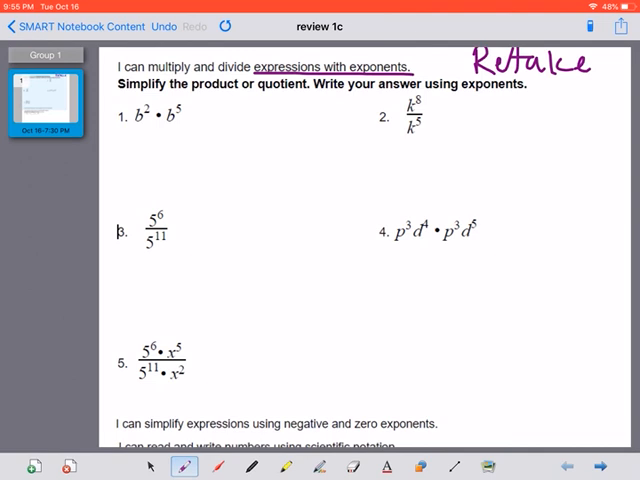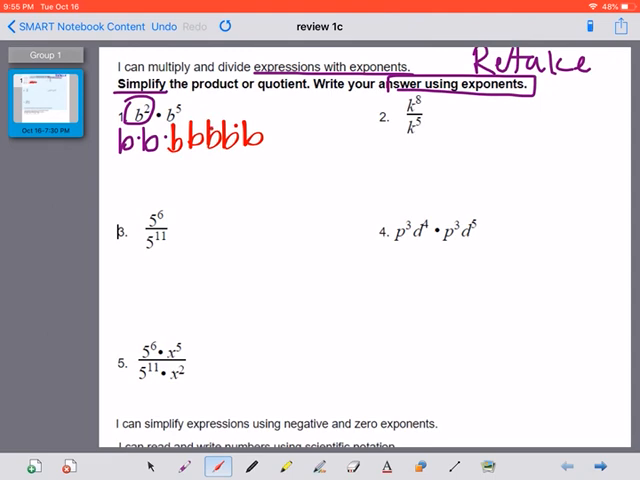So it says simplify. We are not plugging anything in a calculator. We are writing our answer using exponents. So this first one we have b to the power of 2 times b to the power of 5. They're all in one row here. It's all multiplication. We have b multiplied 2 times, and then b multiplied 5 more times.